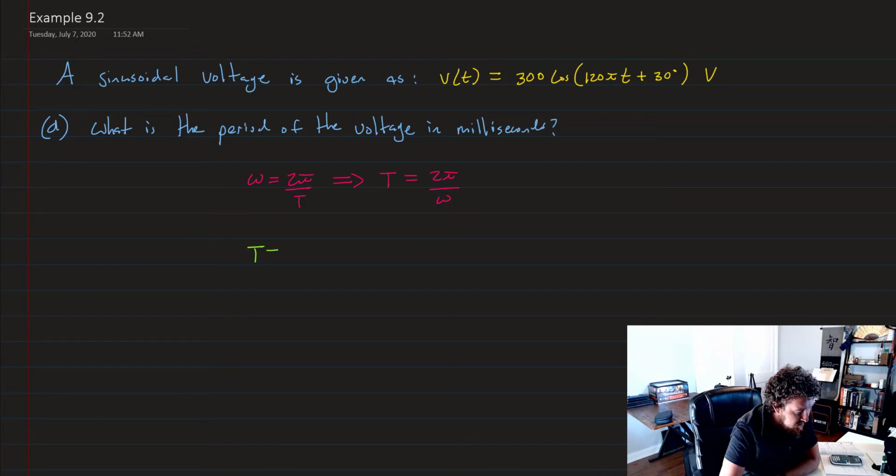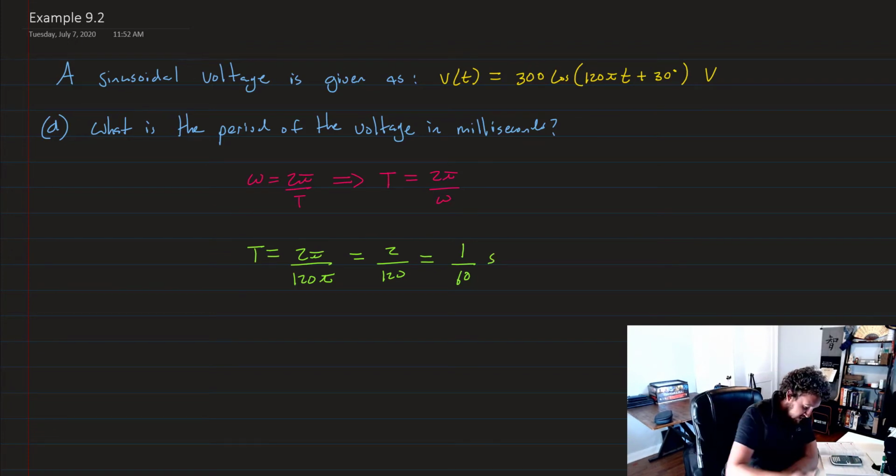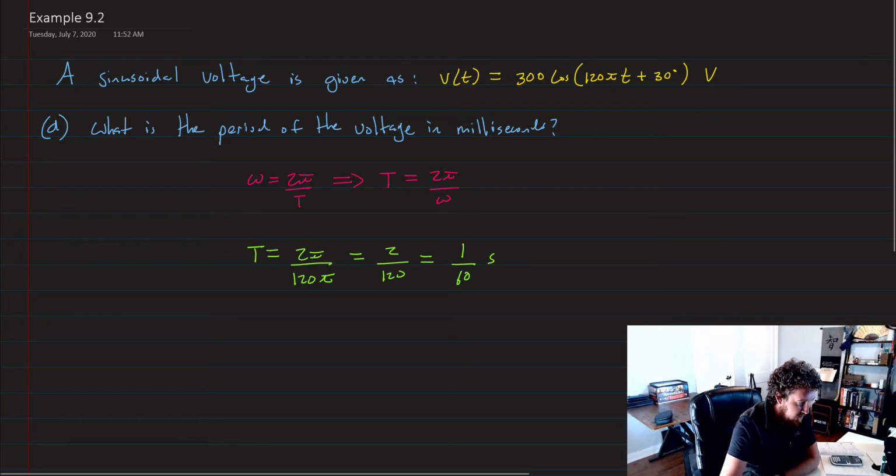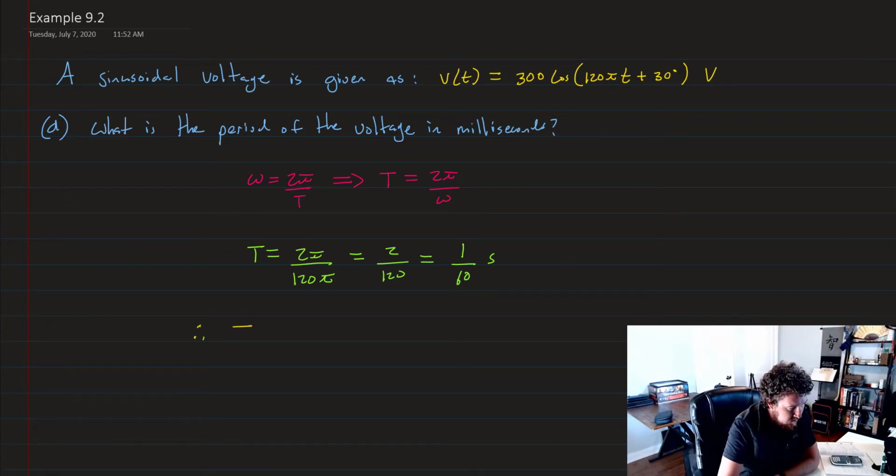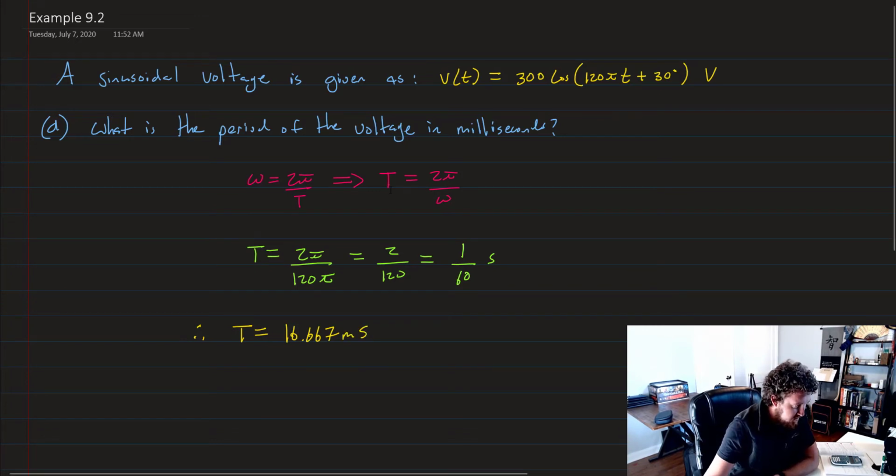We have T is equal to 2 pi over 120 pi. We don't even really need a calculator for this first part. The pi's cancel. That's equal to 2 over 120, which is going to be equal to 1 over 60 seconds. Let's go ahead and put that in our calculator, and we'll get that T, our period, is equal to 16.667 milliseconds. So that's part A.